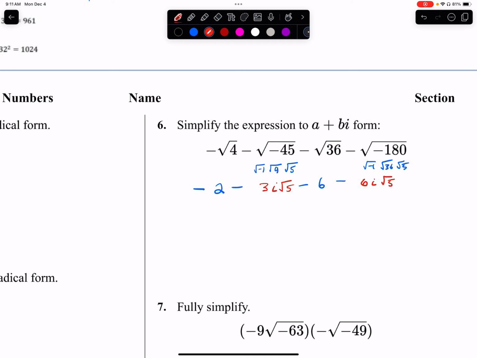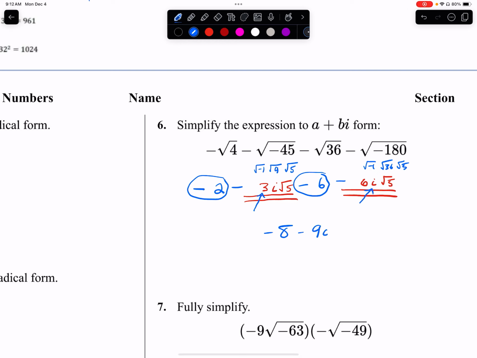And you can see very clearly that now these are like terms here because they have an i and they also have the same square root value. So let's combine like terms. Negative 2 minus 6 is negative 8. And now we have 3i radical 5s and 6i radical 5s. They're both negative, so we're going to write minus 9i radical 5.